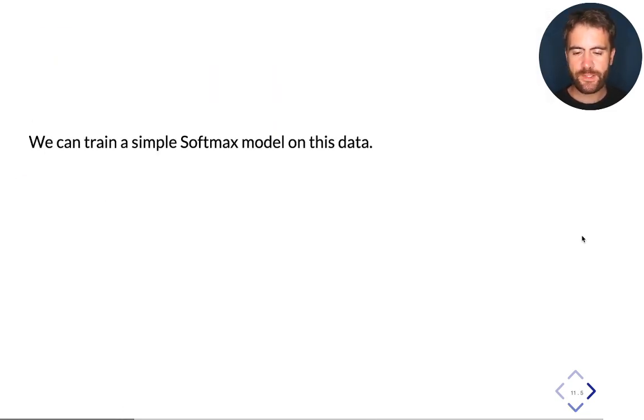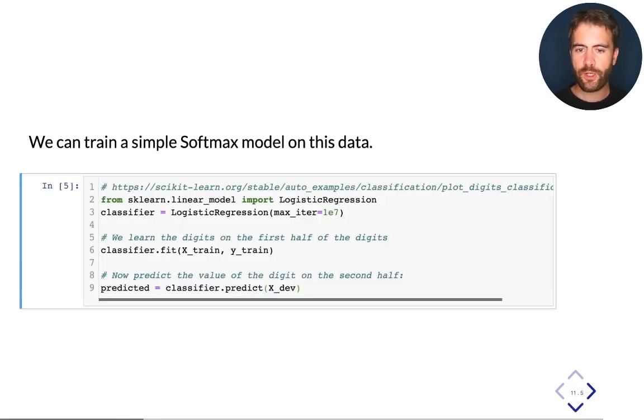Now, given a training set, I have a multi-class classification problem, and I'm going to train a softmax classifier, a softmax model, which, as you may recall, is implemented within the logistic regression class in scikit-learn. Here I'm instantiating this class, fitting it on the training set, and generating predictions on the development set.